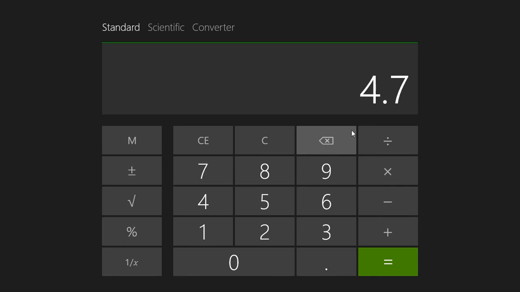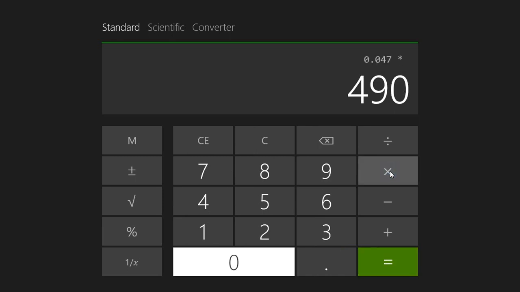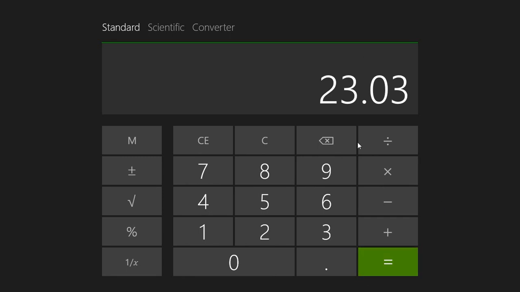Okay, let me do that again. 4.7 divided by 100, then multiplied by 490. How much is that? Okay, 23. Unlike the first one that is about 18 point something, this is 23.03.